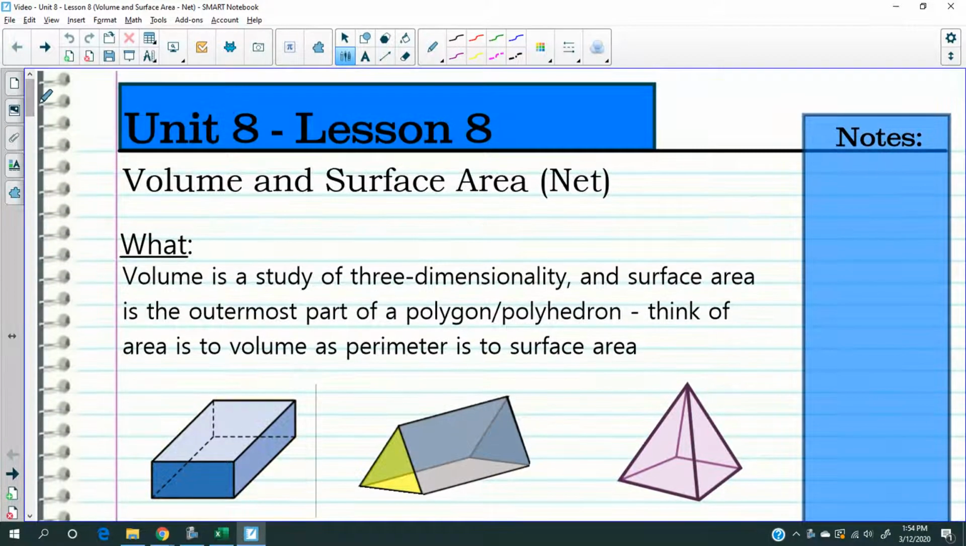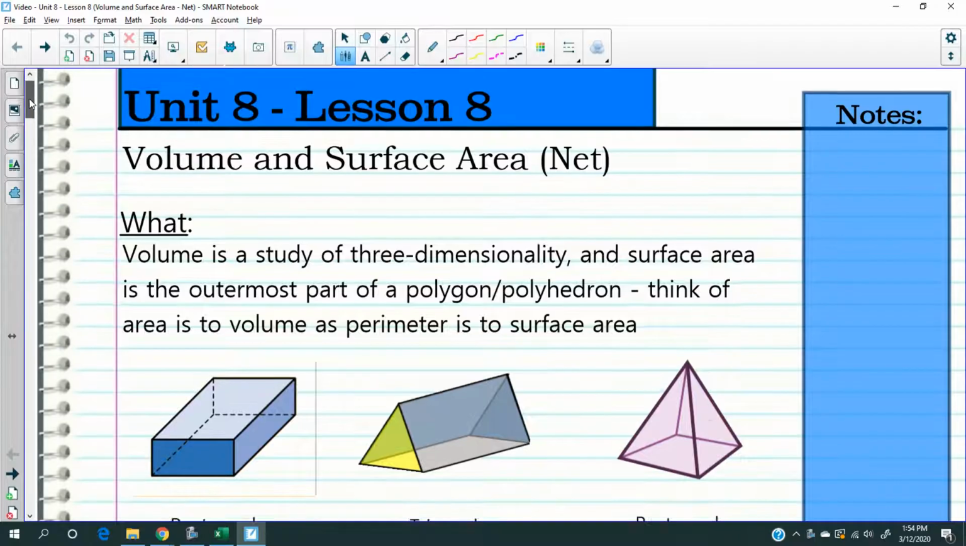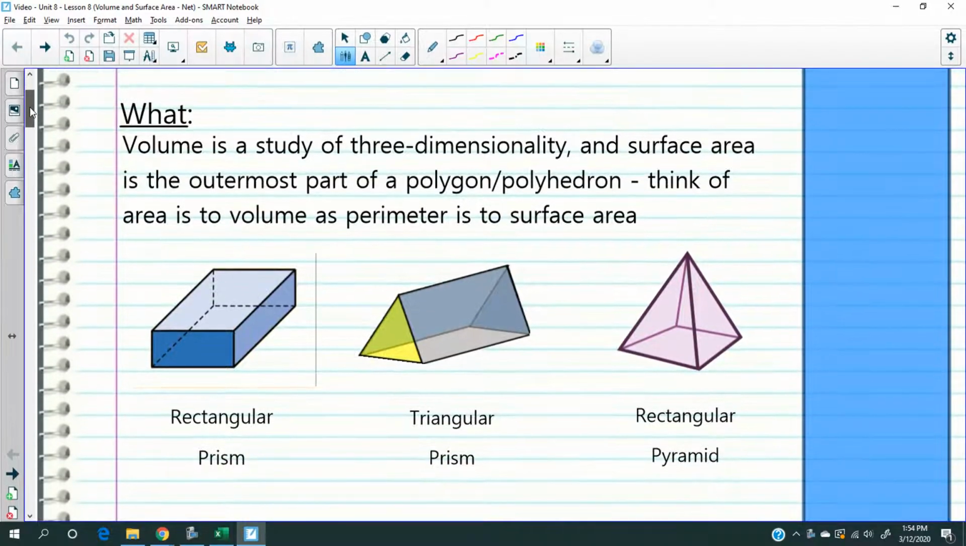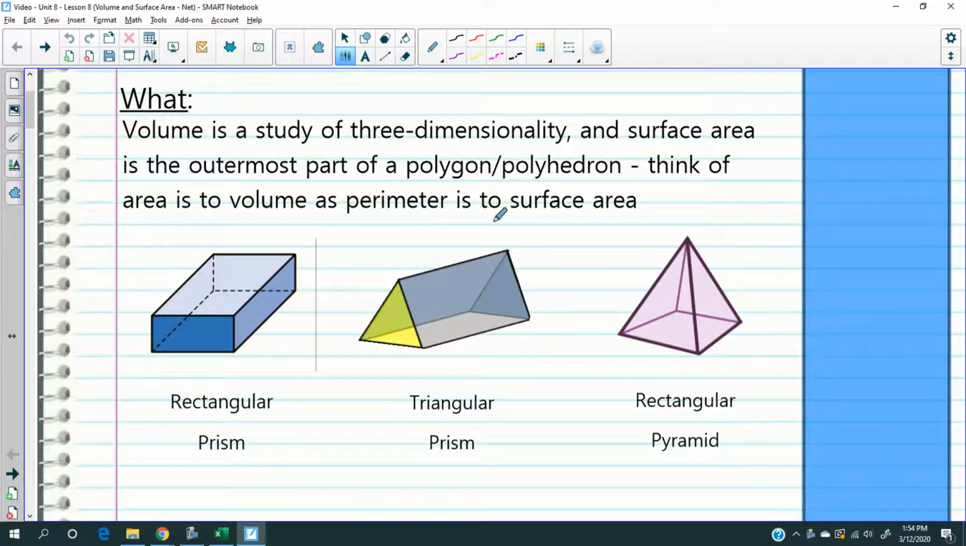Okay, so today what are we talking about here? We're talking about volume and surface area. Now, you might look at that and say, well, what are you exactly talking about? What I'm talking about is three very specific shapes, all right? We'll call those polyhedron. Think of it as like a box, basically, right? Like a three-dimensional figure, in other words. So there are three that are of particular interest to us. It is the rectangular prism, the triangular prism, and the rectangular pyramid.